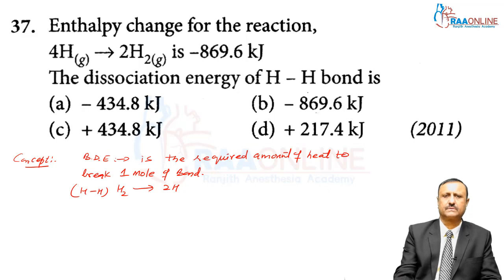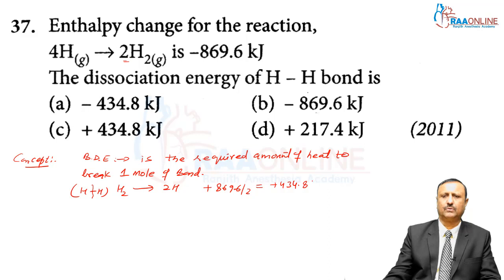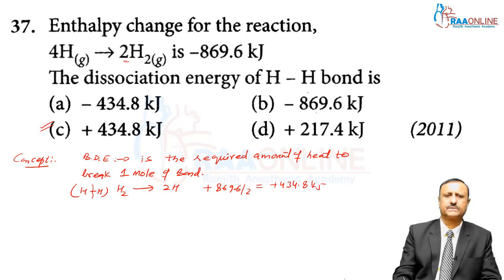Here this is a reverse of this question because here H2 is formation. So you can reverse this section, and when you reverse this section, you get plus 869.6, and here you can get the 2 moles. So this value is divided by 2. Then, my dear students, you get 869.6 divided by 2, then you can get 434.8 kilojoule. So you can get the answer C, question number 37.